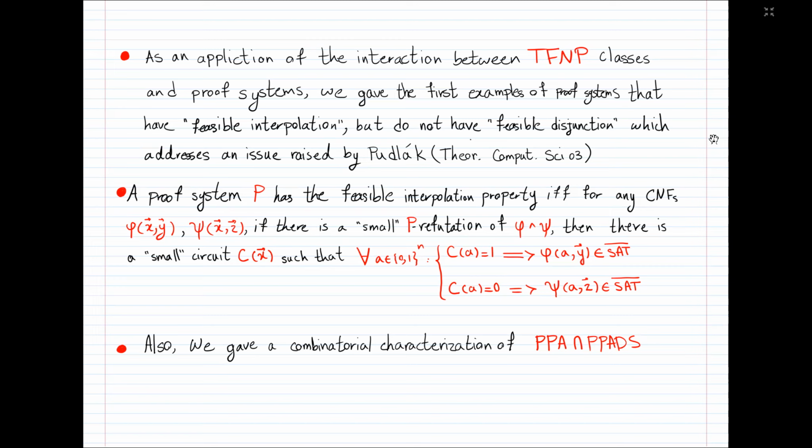And in the last part of this paper, we gave a combinatorial characterization of PPA intersection PPADS.